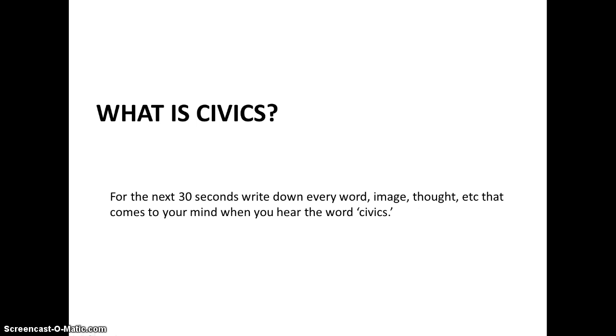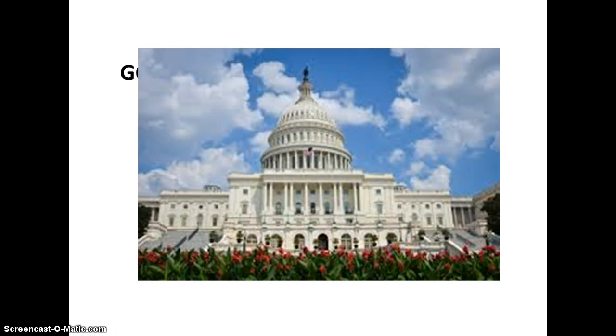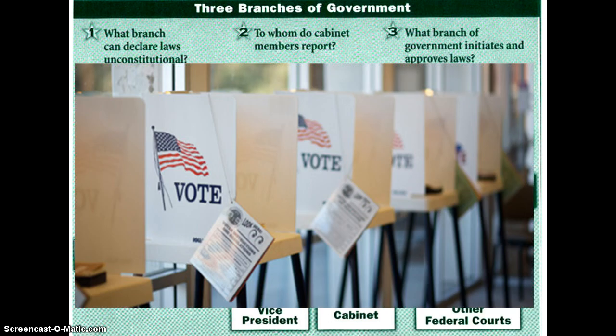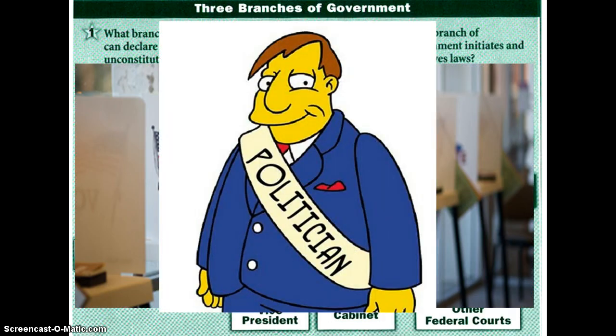More than likely, one of the first words that you wrote down on your list was the word government. And typically what we associate with civics are government institutions like our Capitol, the structure of government, learning about the election process, and maybe, possibly, some politicians.